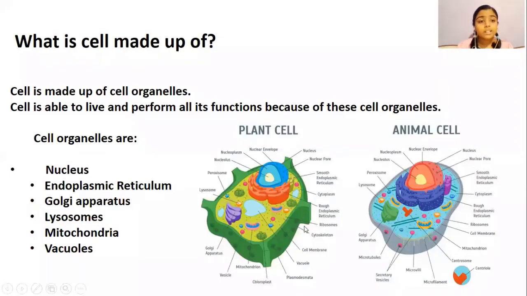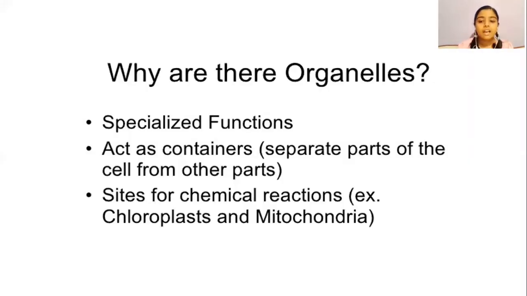What are cells made up of? So cells are made up of cell organelles. Cell is able to live and perform all its functions because of these cell organelles. They are nucleus, endoplasmic reticulum, Golgi apparatus, lysosomes, mitochondria, and vacuoles. All cell organelles have different duties. I mean to say, they have different functions. Some of them act like containers, and some perform chemical reactions. Let's see about them in detail.